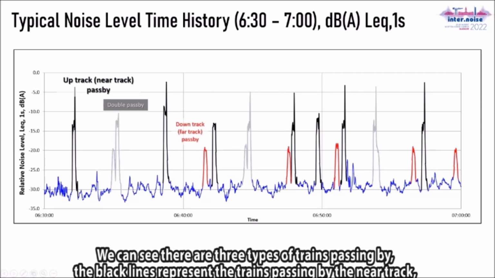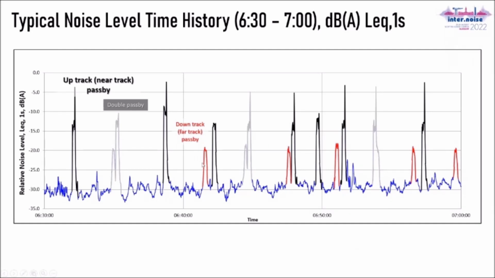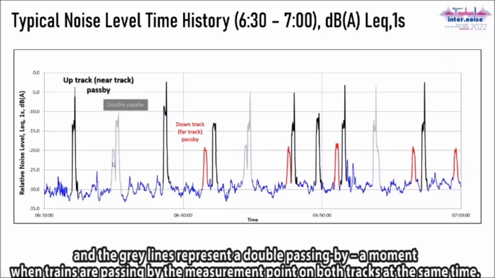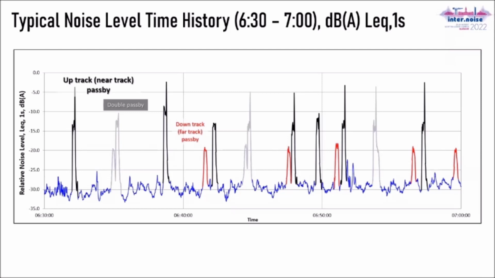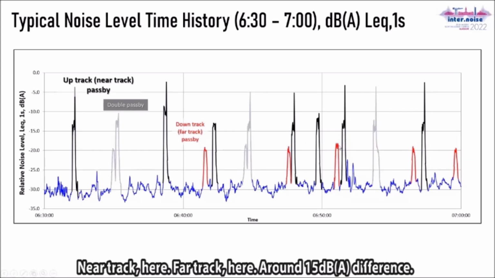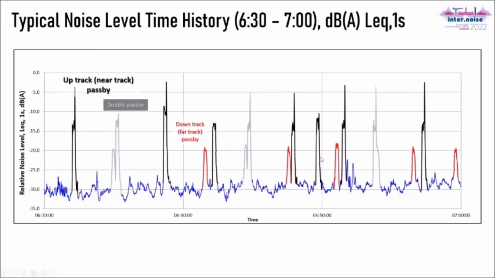We can see that there are 3 types of train pass-by. The black line represents the train pass-by at the rear track. The red line represents the far track, because it's further away and screened by the parapet. And the gray line is the double pass-by, the moment when both a rear track and a far track train pass the measurement point at the same time. We can see that the rear track has around 10 or 15 dB higher noise level than the far track. The rear track here, far track here, around 15 dB difference.